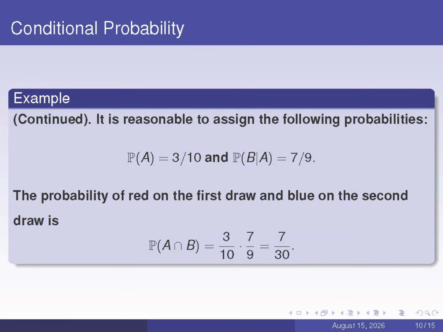After event A has occurred, only 9 chips remain. Therefore, given event A, the conditional probability of event B, drawing a blue chip, is P of B given A, equals 7 over 9, as shown on the second line. Therefore, by the multiplication rule, the calculation for the probability that the first chip is red, event A, and the second chip is blue, event B, is presented on the final line.